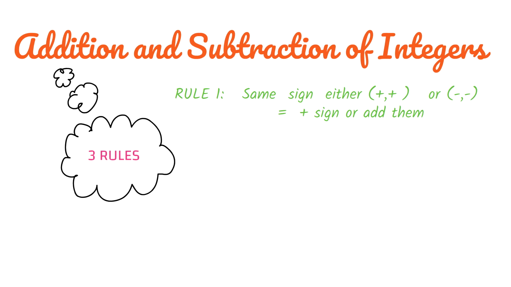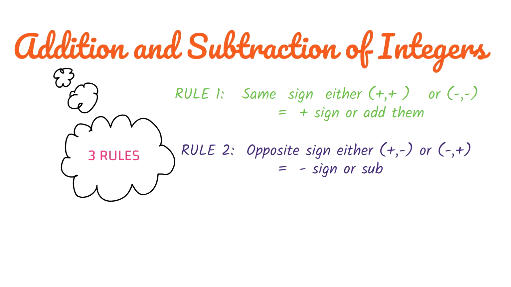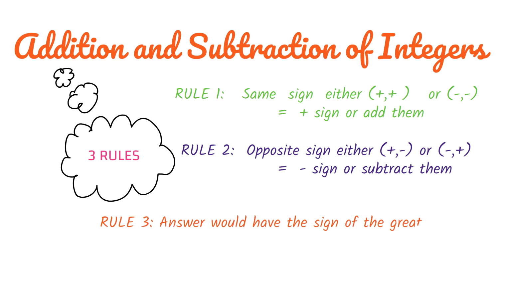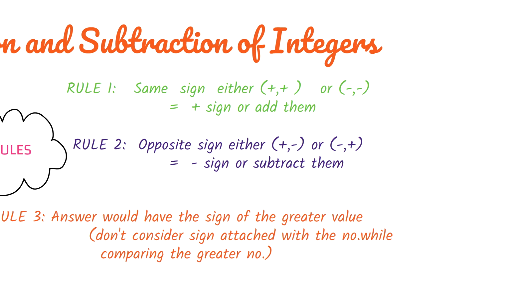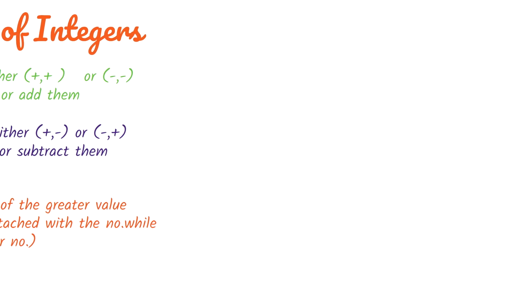Rule number 2. If they are opposite signs, plus and minus or minus and plus, then put minus sign or subtract them. Means plus and minus equals minus. Now, rule number 3. The answer would have the sign of the greater value. Don't consider signs attached with the number while comparing the greater number. We will discuss this in detail with the help of examples. Let's follow these rules and solve the questions.